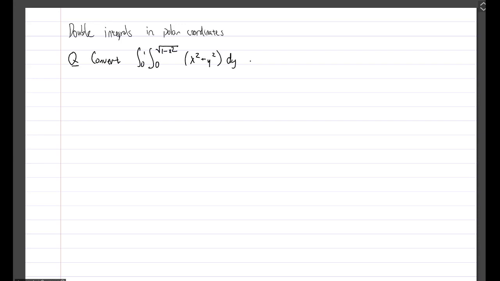Let's continue looking at double integrals in polar coordinates. So we'll consider this question: convert the integral from 0 to 1, integral from 0 to root 1 minus x squared of the function x squared plus y squared dy dx into polar, and then evaluate.